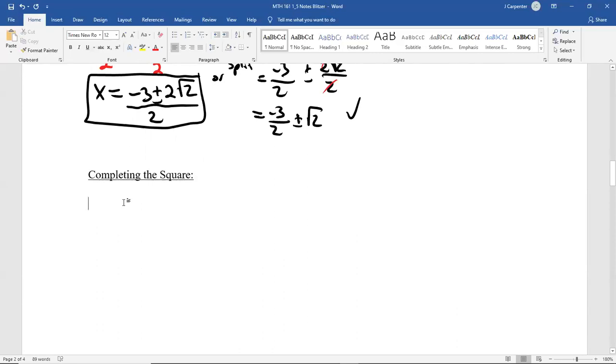Okay, cool. So first, move the constant to the opposite side of the variables.